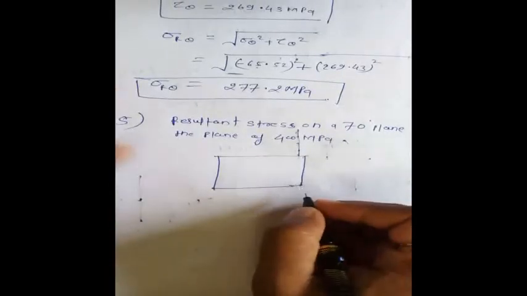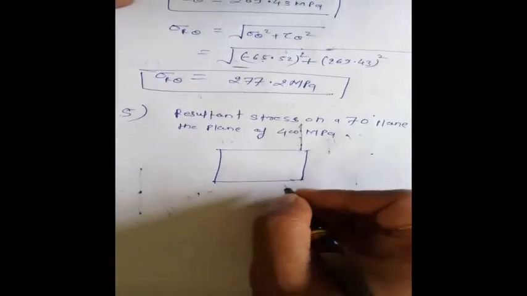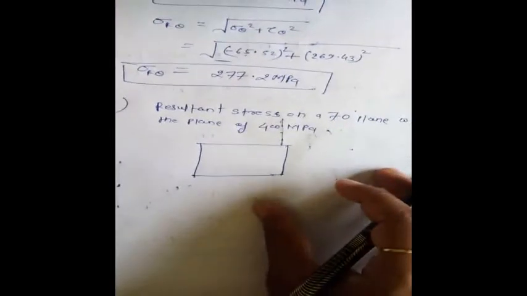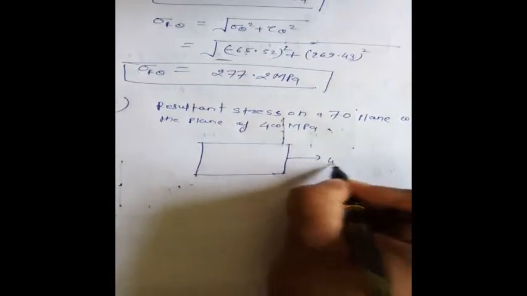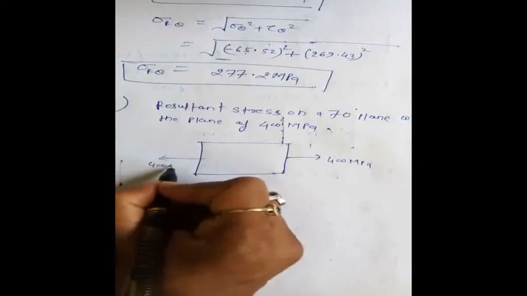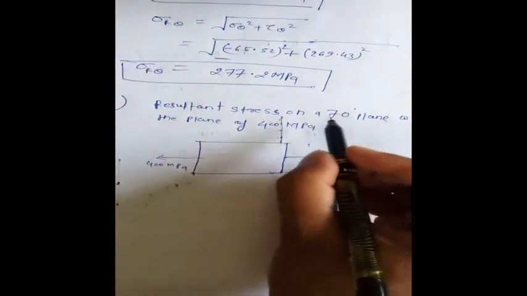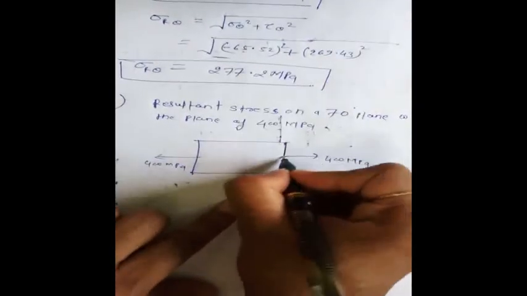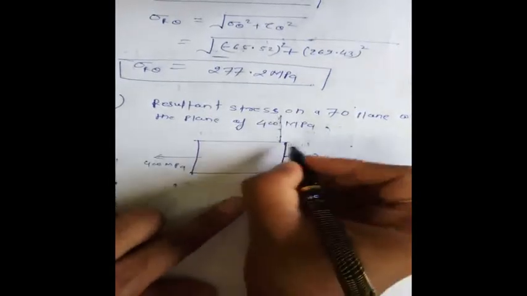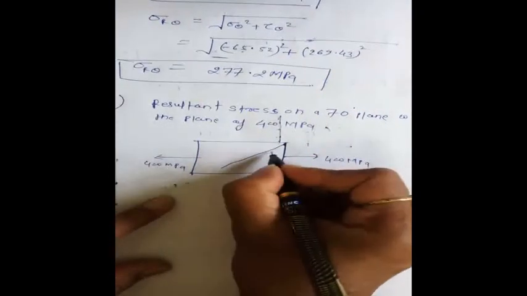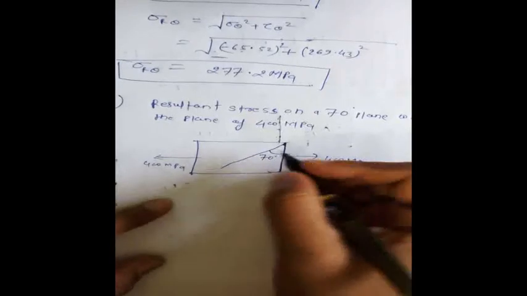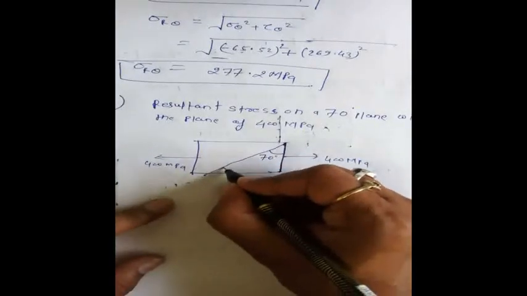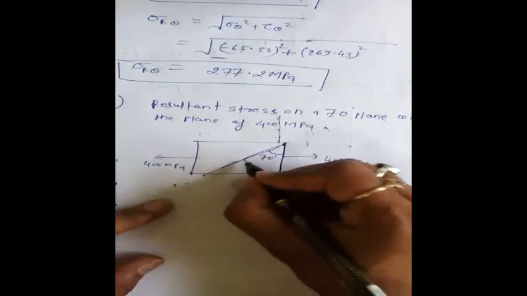Means this is the machine component where the complex loads are acting. So this is the 400 megapascal force acting in this plane. Now the question is saying the resultant stress on a 70 degree plane with the plane of this 400. So this is the plane of 400 megapascal, and the resultant stress we have to find out on the 70 degree plane from this vertical plane. So this is the 70 degree. At this particular plane we have to find out the resultant.